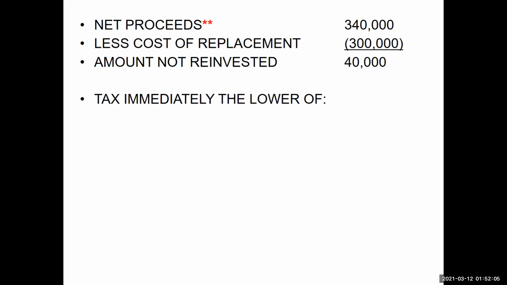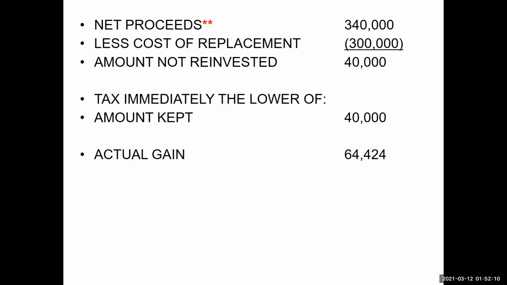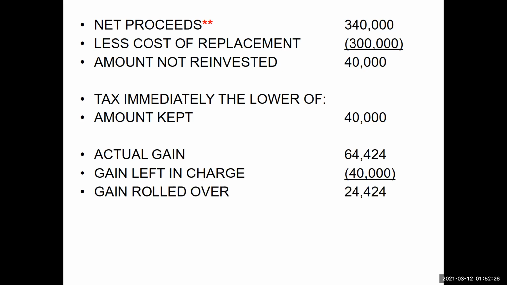Now, if we proceed, the net proceeds was what, 340? We replaced it instantly with a new building of 300,000, which means we've not reinvested 40,000. Now, tax immediately the lower of what? The 40,000, the amount kept, or the actual gain. So we need to tax immediately the lower of these. So compare the gain we had, 64,424. Subtract the amount we have not reinvested, 40, the gain left in charge, and what we get is 24,424.